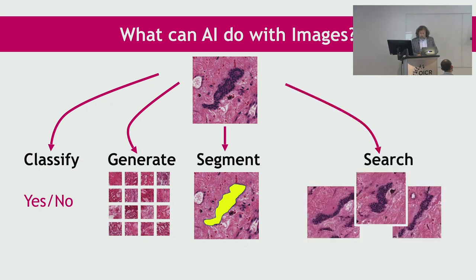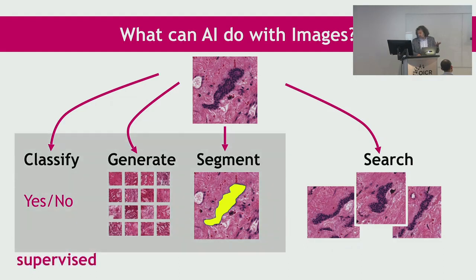So it's also possible to search within an archive of digital images. And this is the last one, something that we focus on. The first three, and there are others, so these are the major ones. I'm not saying these are the only things we can do with computer vision and AI. So the first three are basically supervised techniques, which means you need the pathologist.